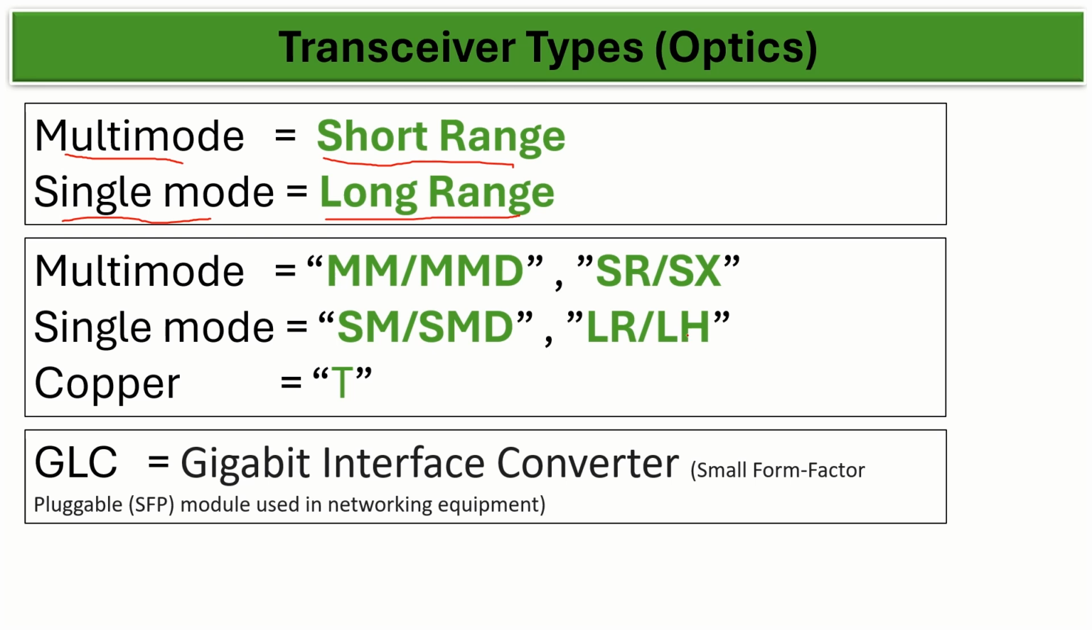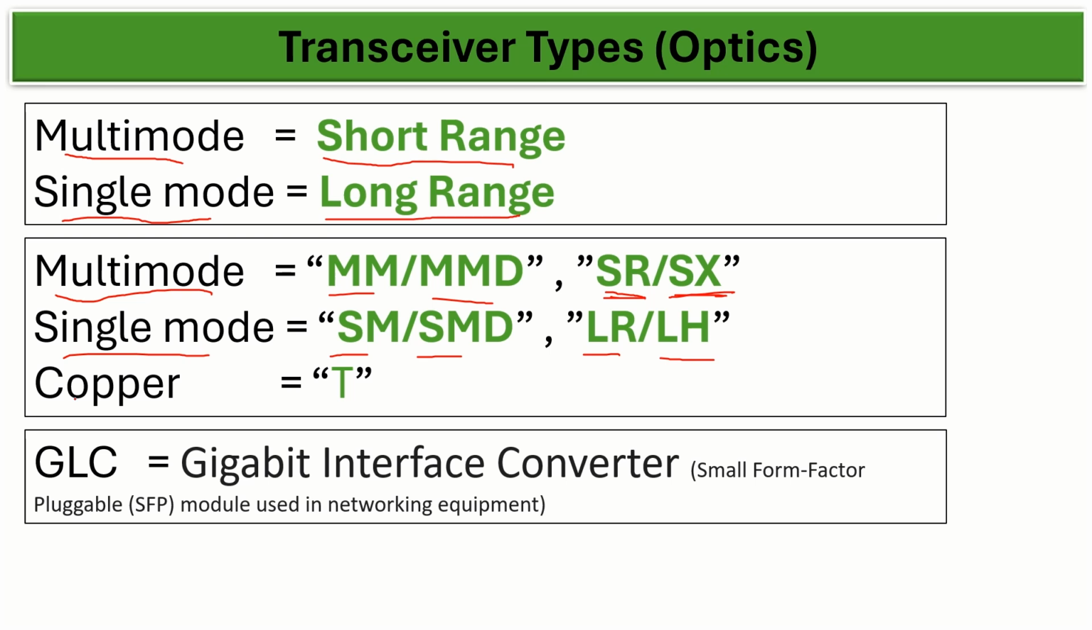Now, how do we understand what the optics or the transceiver type says? There are some abbreviations written on the optics or the SFPs that we will try to decipher. Whenever we have a multi-mode fiber, MM or MMD may be written, or SR or SX. SR is short range and SX is short wavelength. About single mode, SM or SMD is written, or else LR, long range, or long haul is written.